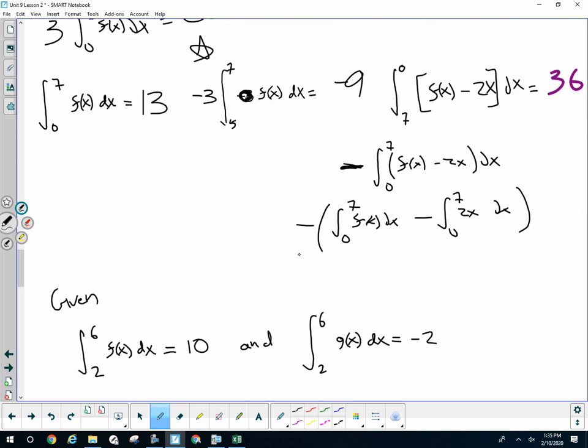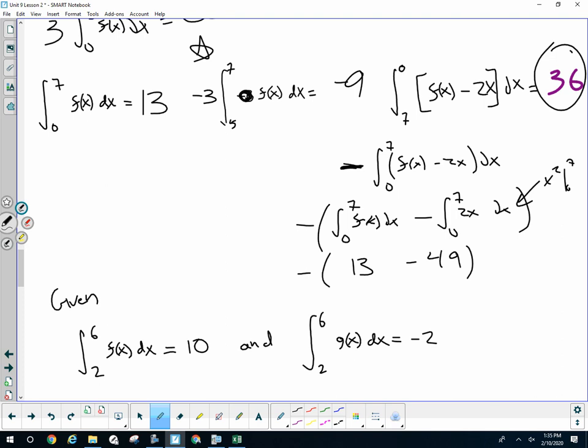So we found from a previous problem that this was 13. This is x squared from 0 to 7, so that's 49. I subtract those two numbers. This is negative 36, but I remember to take the opposite of it at the end to get my answer positive 36. Okay?